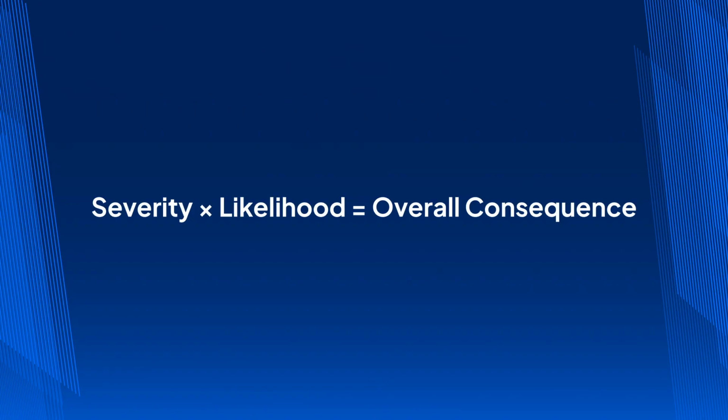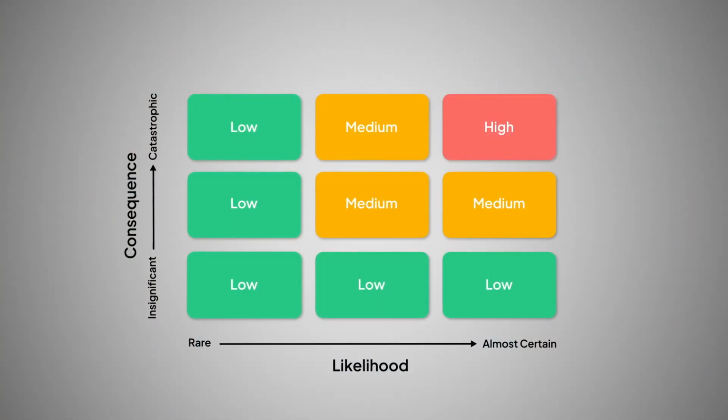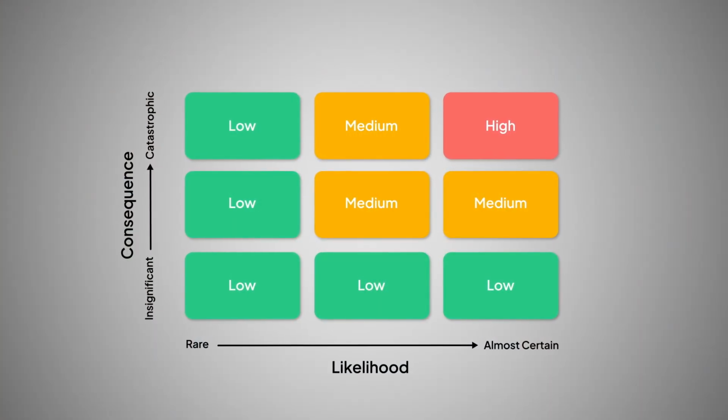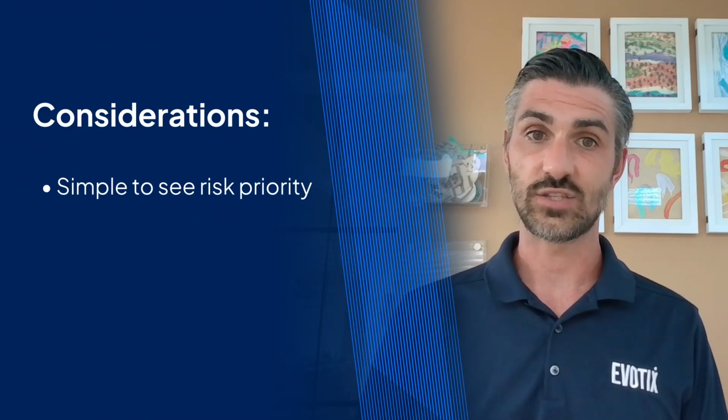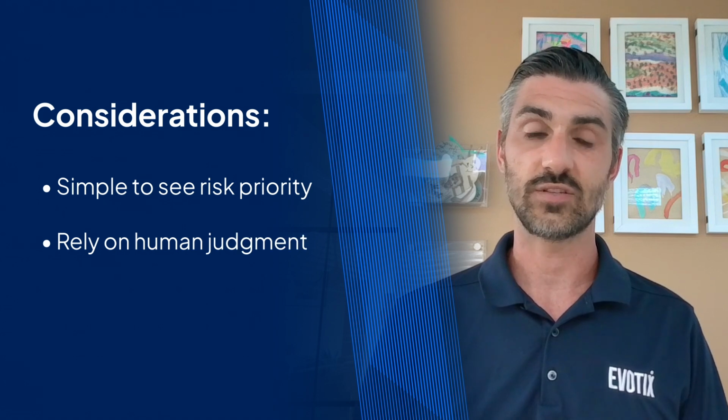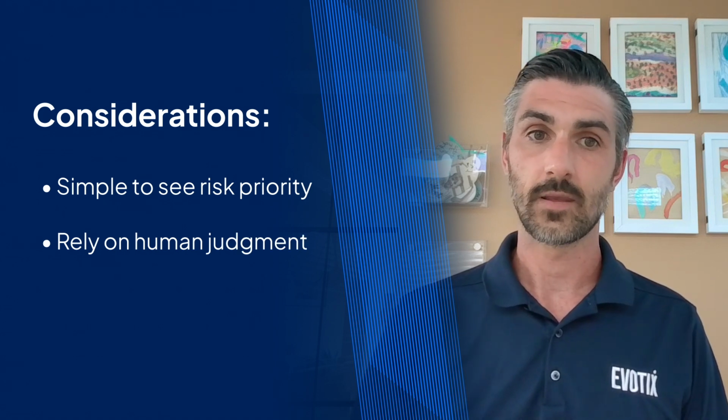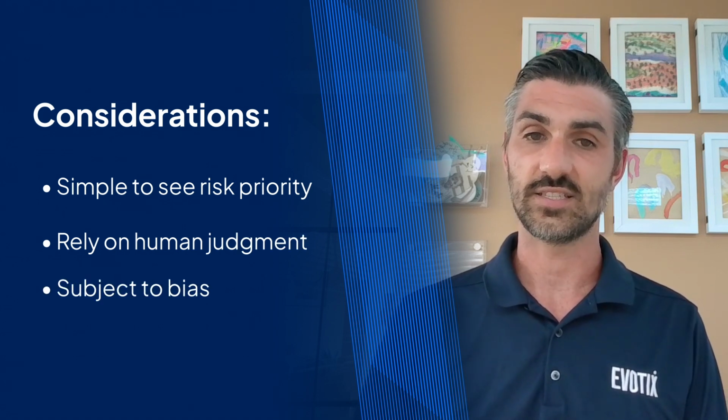overall consequence. Risk matrices are often used in conjunction with qualitative risk assessments to help prioritize more severe workplace hazards by assigning a risk rating such as low, medium, or high. While they make it simple to see which risks require the most attention, they do rely on judgment and the discretion of the evaluator, making them subject to bias and inconsistencies.